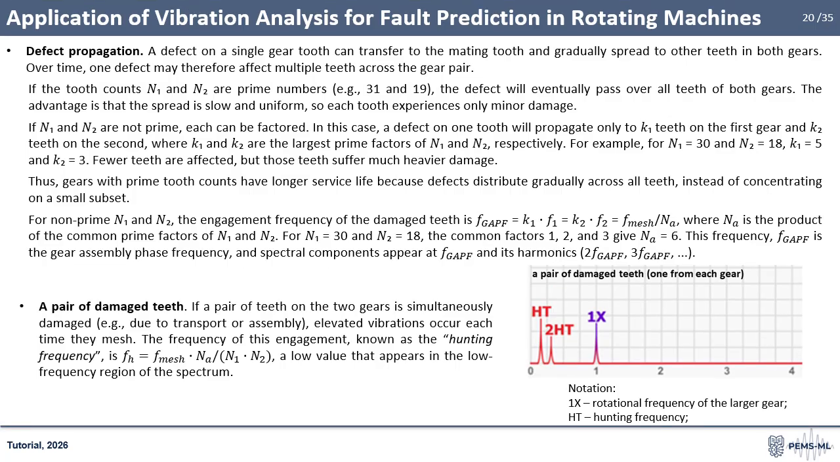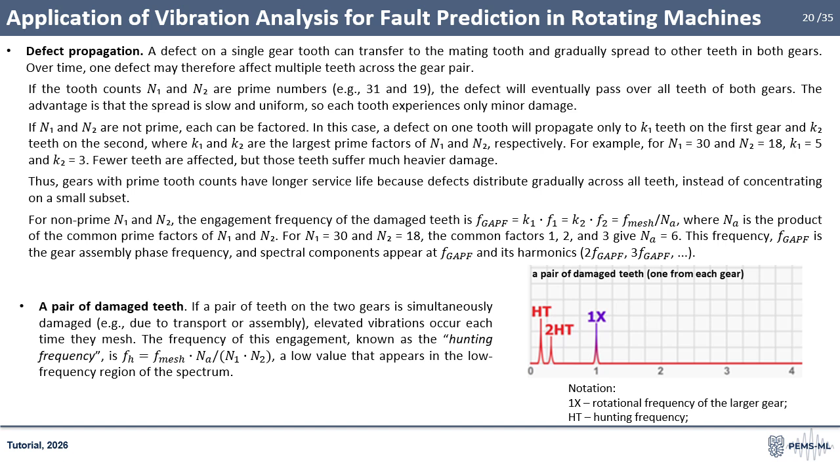A defect on a single gear tooth can spread to the mating tooth and gradually affect multiple teeth on both gears. Gears with prime number tooth counts tend to have longer service life because defects are distributed across all teeth. When the tooth counts are not prime, damage is concentrated on fewer teeth, leading to more severe damage.